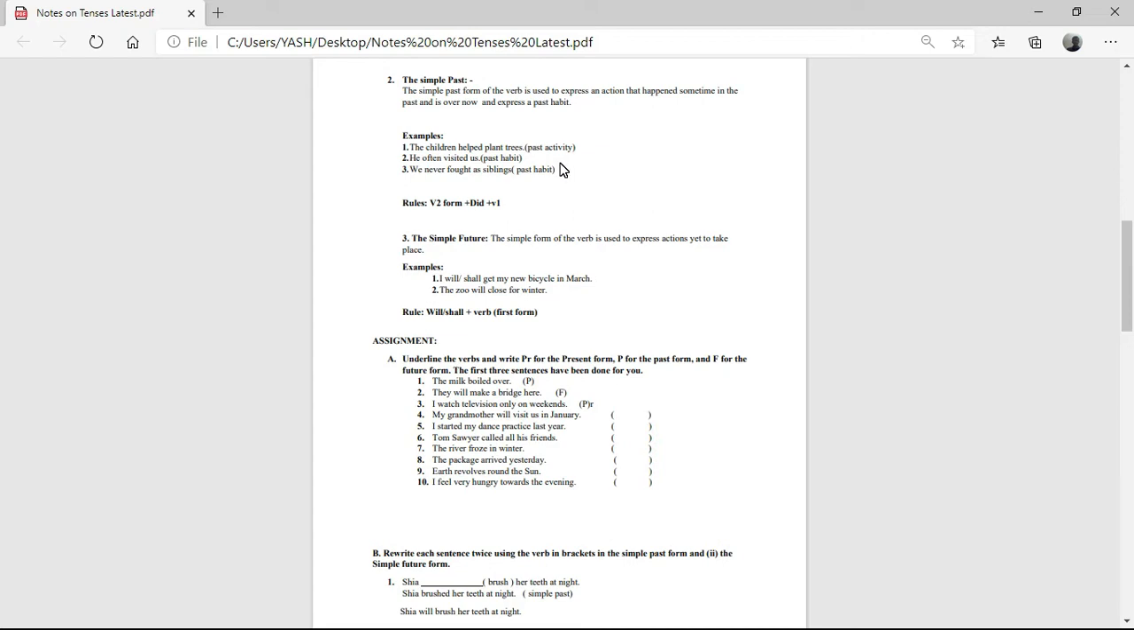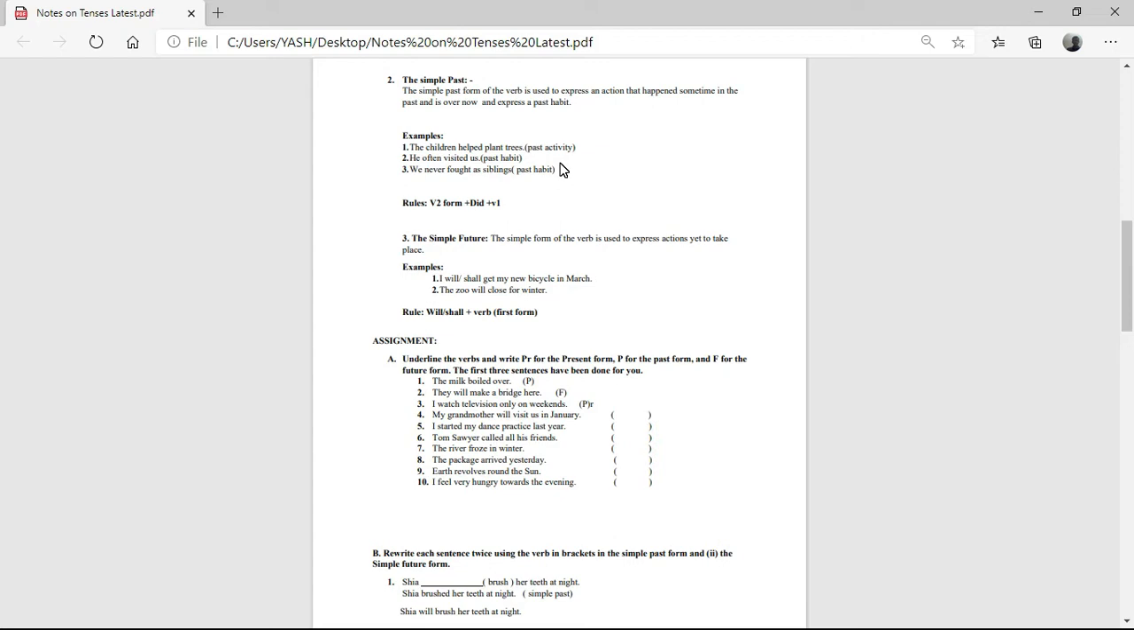Now the first subheading will be the simple tense. We have got three types of tenses: present tense, past tense, and future tense. Now we are just dealing with the simple tense. There are three forms of the simple tense: the simple present, the simple past, and the simple future. The simple present form of the verb is used to express habits and repeated actions or routine. I'm just illustrating it with an example. Dad sleeps by 10 o'clock. It expresses routine or habit.